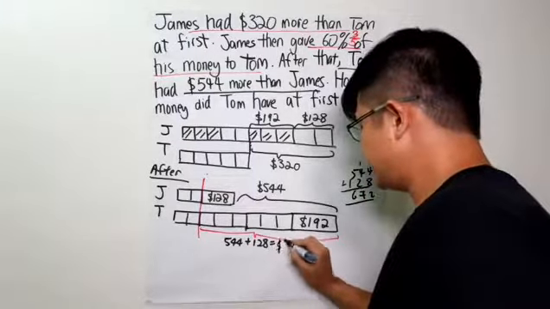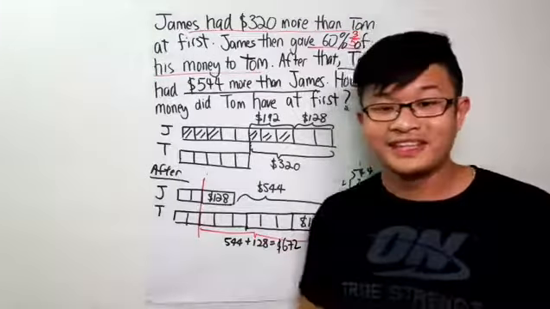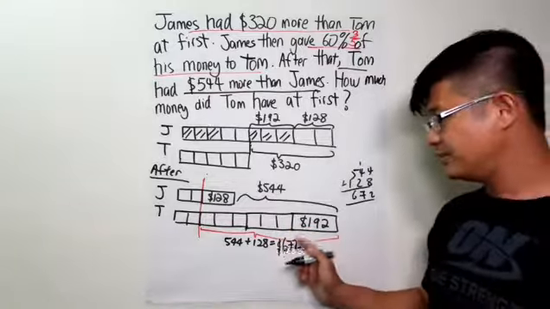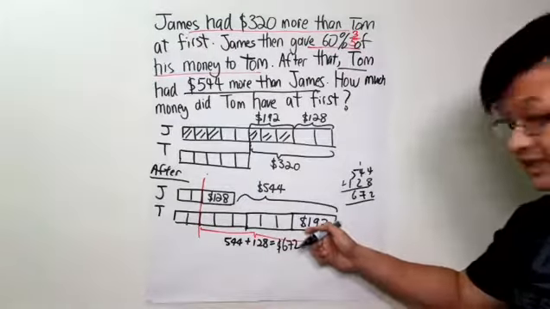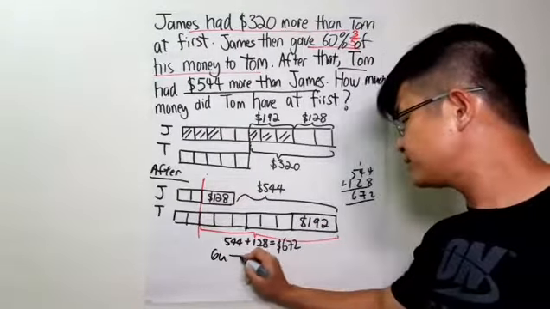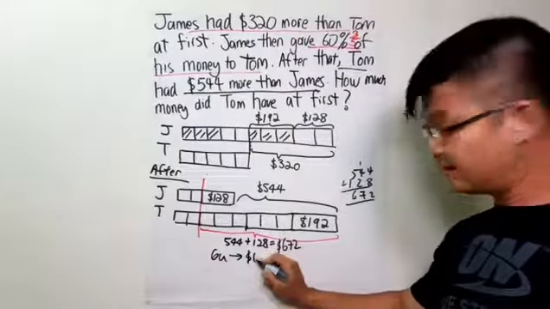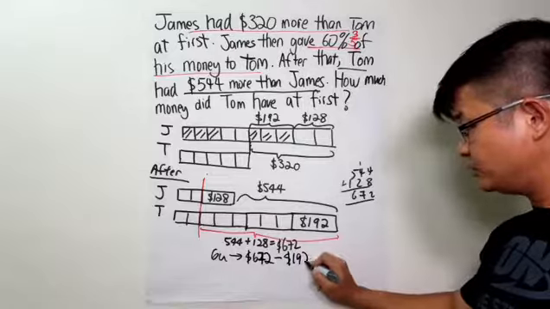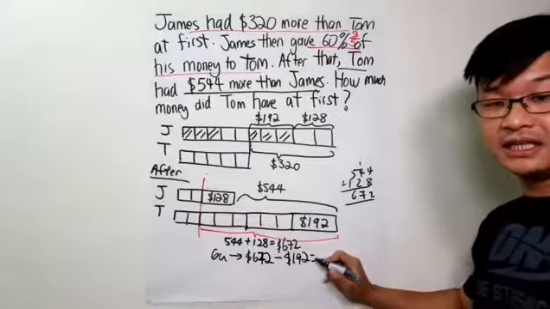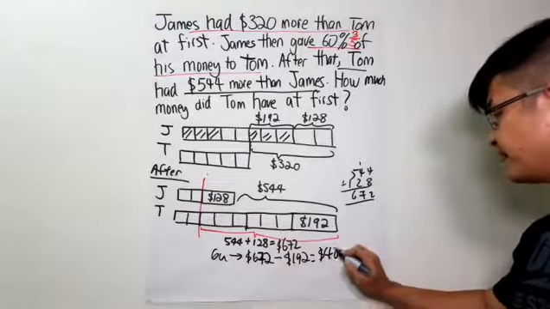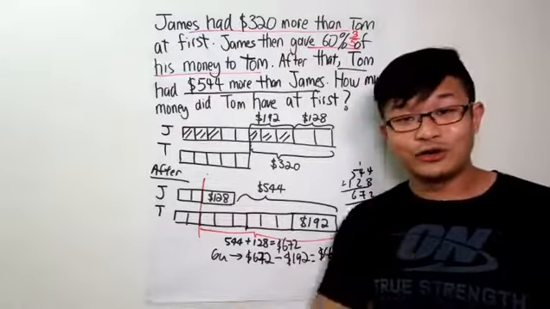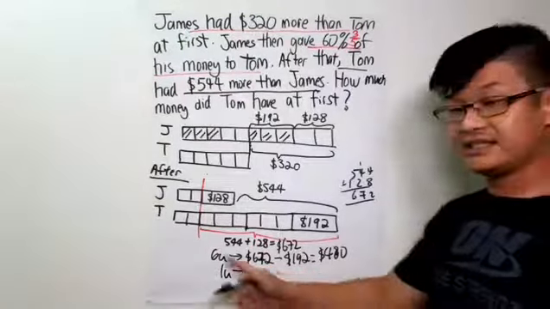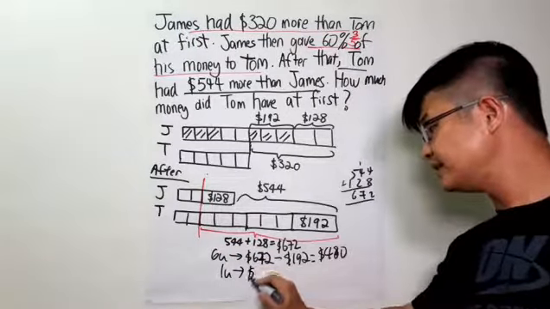Okay, it will be 672. Now this means that 6 units here would be 672 minus 192. So 6 units would be 672 minus 192, and that would give me 480.